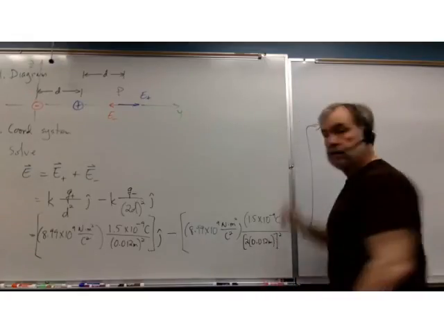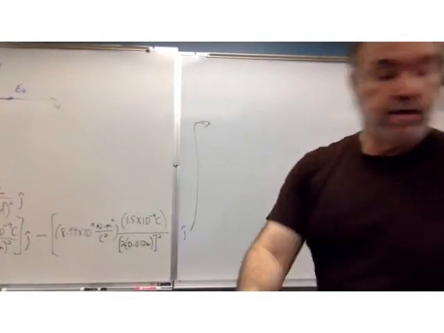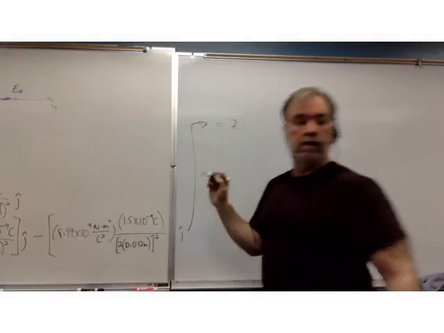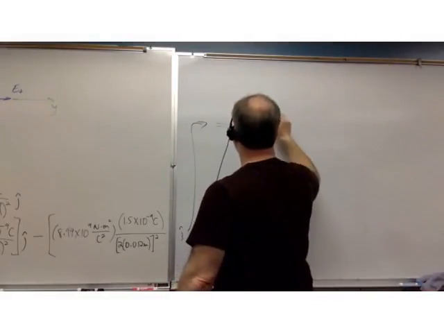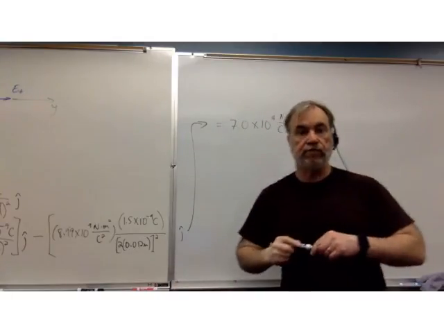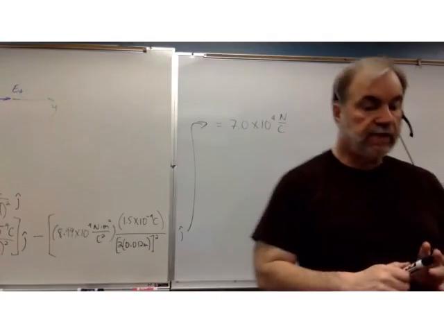And I plug in the numbers, and I got 7.0 times 10 to the 4th newtons per coulomb. You should check this, make sure you agree that the units cancel out to be newtons per coulomb. Check my math, make sure I got that correctly.